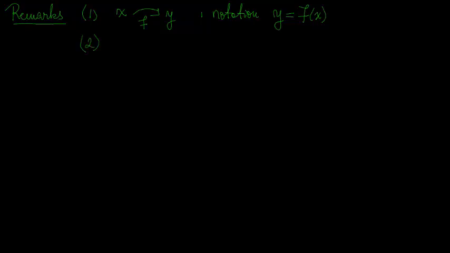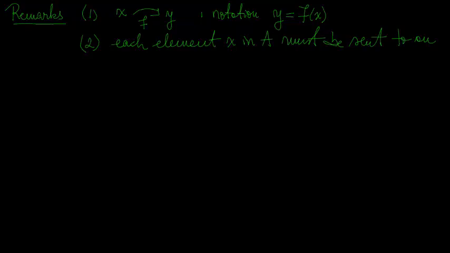In terms of the two restrictions, we note that the first restriction was that each element x in A must be sent to an element y in B. So when I look in the set A, every single element in that set must have been assigned to a corresponding element in B.